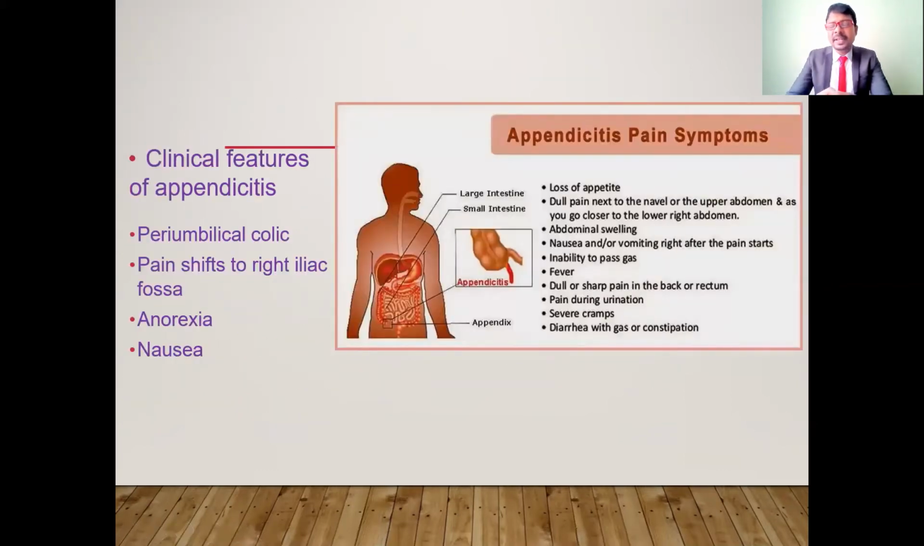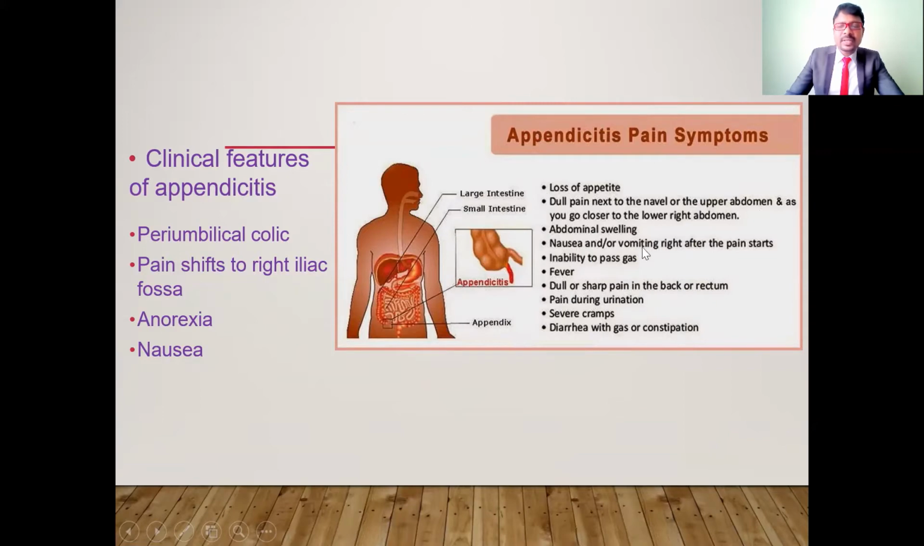Coming to the clinical features of appendicitis: especially periumbilical colic, where they get severe pain in the umbilical region, moving from the surrounding area to the umbilicus. The pain then shifts to the right iliac fossa. There is also anorexia, being unable to take feeding, and nausea, with a feeling of vomiting. Some patients lose appetite and have dull pain next to the navel and abdomen, surrounding the umbilical region.